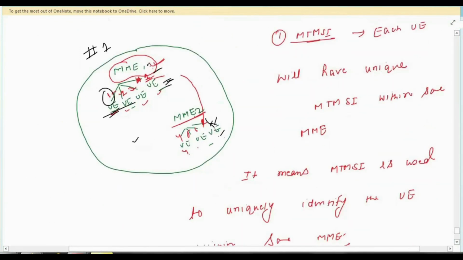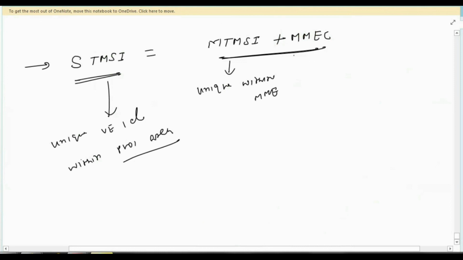But whatever the STMSI is in this pool area, the same STMSI can come in another pool area. Why? The same MME code can be repeated here. The MME code is unique only within the pool area, so the same MME code can be repeated here and the same MTMSI can be repeated here. So the combination of MTMSI plus MME code can be the same in another pool area. That's why I say the STMSI is unique only within the pool area.